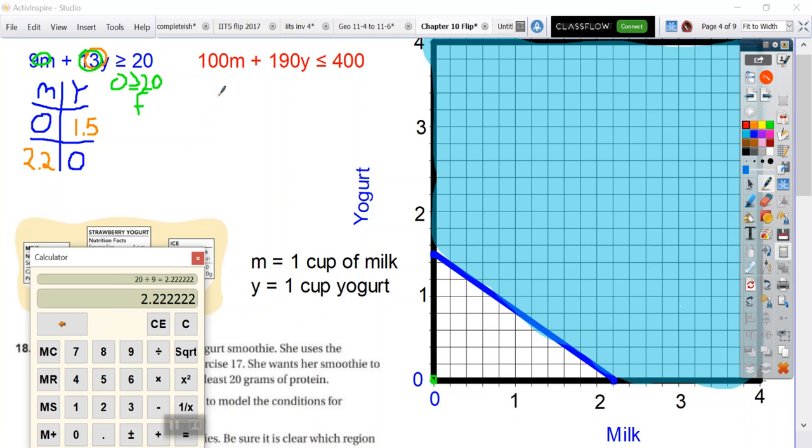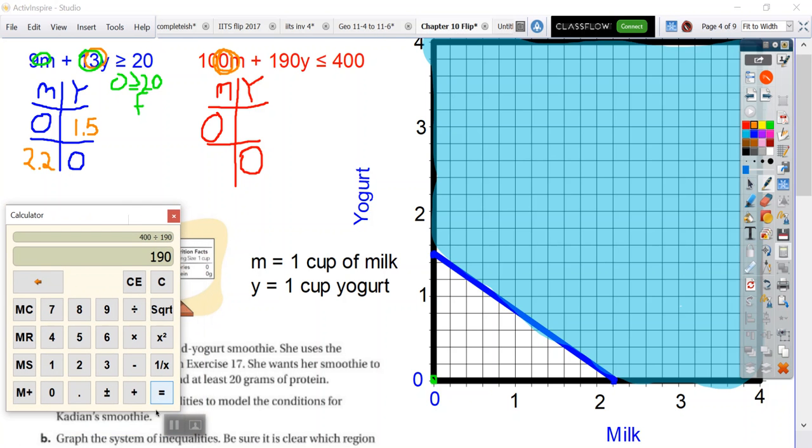So I'm going to do the same thing. Cups of milk, cups of yogurt. I'm going to start with 0 cups of milk and 0 cups of yogurt. So if I have 0 cups of milk, 0 times 100 is 0. Oh, so I just have to divide 400 by 190. So 400 divided by 190 is equal to 2.1.